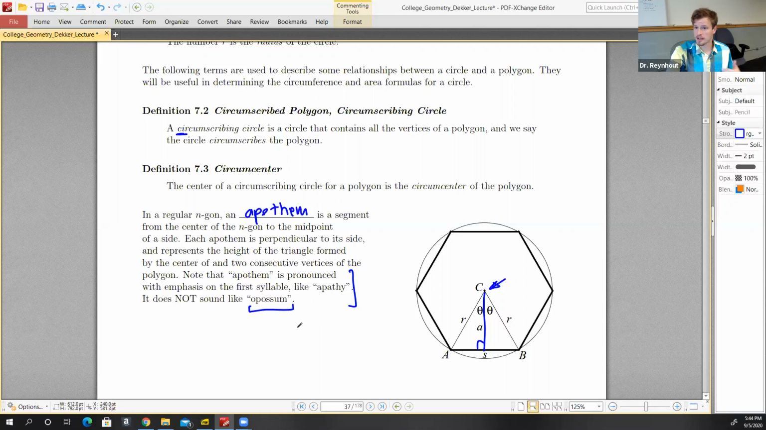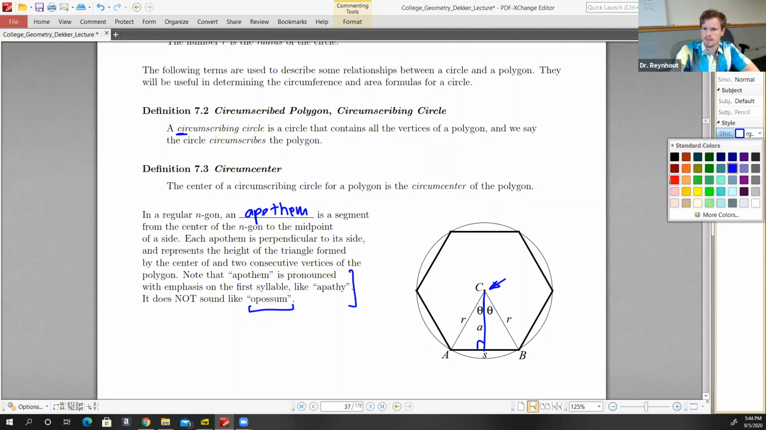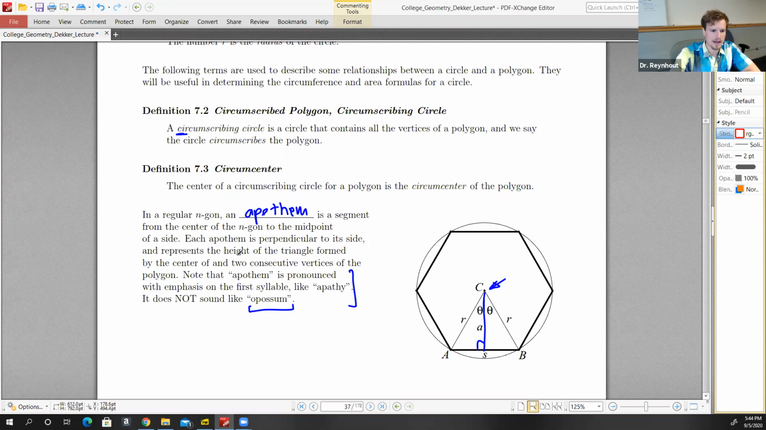Think of saying this with a lisp. Don't say that with a lisp. Say apothem. Okay? Excellent. So a little bit of language there, but then something that I found really interesting is, if you're trying to find the circumcenter of a polygon, this sentence here describes how to do that.